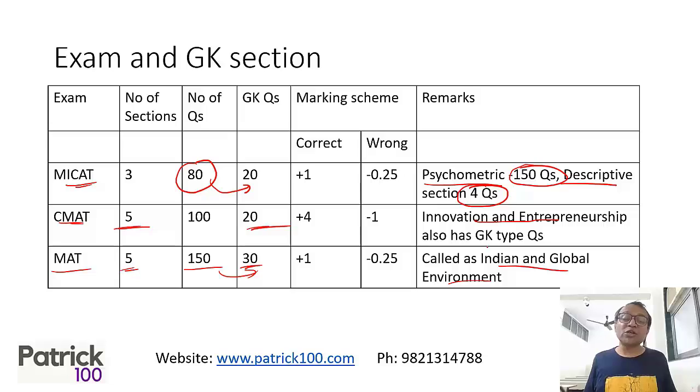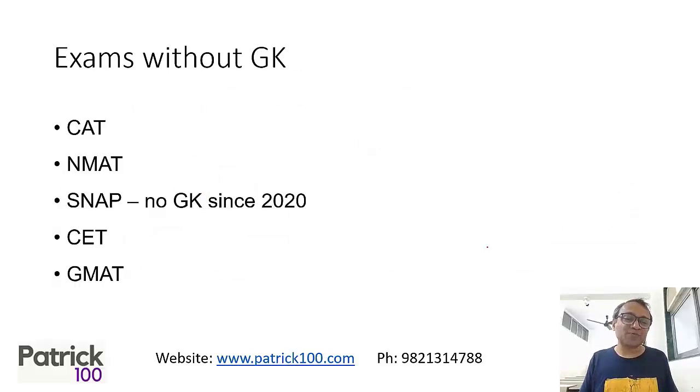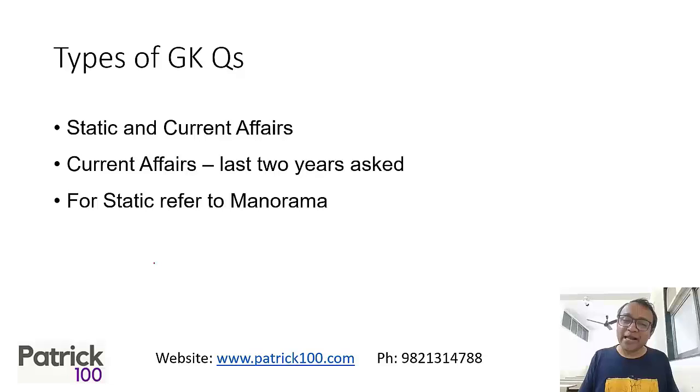If you're focusing on these exams, or it is your major focus, it makes sense to do a little bit of GK. That will help you for these exams. Else, if you're not really focused on that, newspaper reading will take care of whatever GK is required for your preparation. Exams without GK are CAT, NMAT, SNAP, CET, GMAT. They don't have a GK section. SNAP had a GK section earlier, but now there is no GK section from 2020. So hope that helps.